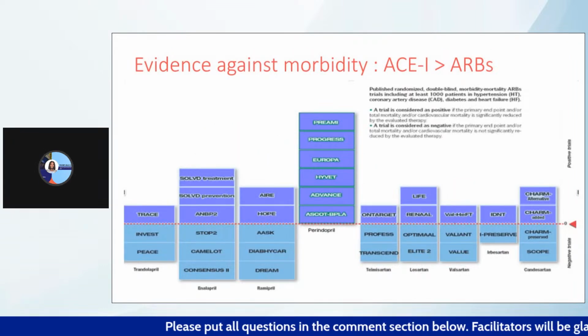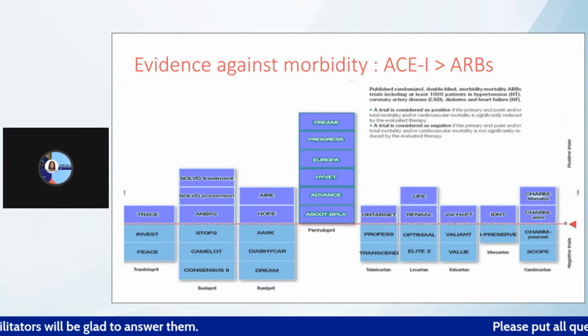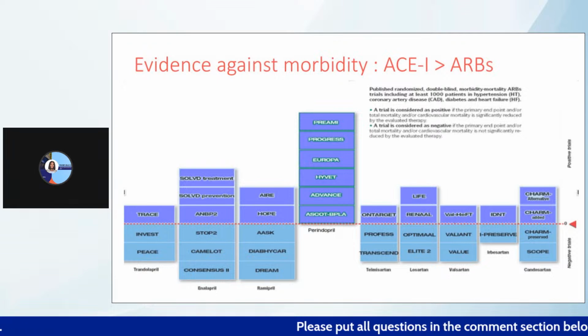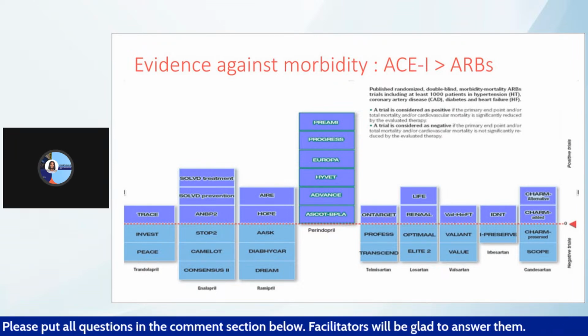So all these unique characteristics also, our facilitators did an excellent job with this slide as well. They shed so much light on the morbidity and mortality trials. However, it's worth noting that it is only perindopril arginine that can boast of 6 solid morbidity and mortality trials, all of them having a positive endpoint.